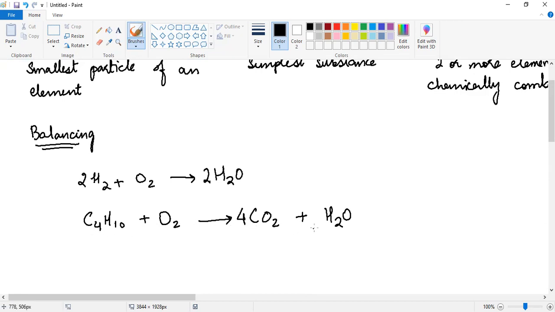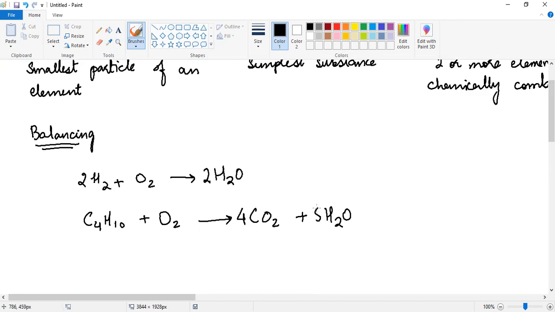Now, in such types of equations, I always suggest that you do not balance oxygen first. You keep oxygen for the last. So we have balanced the carbon. Now we go on to balance the hydrogen. So here we have 10, here we have 2.